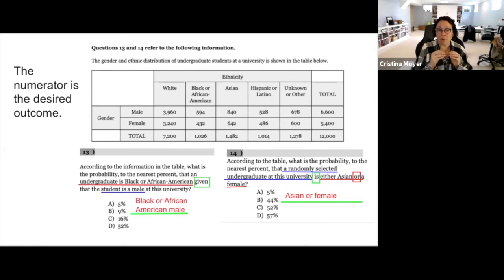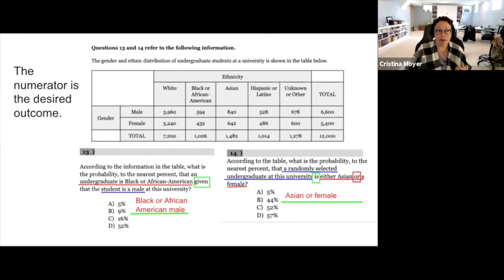So what is it that we're hoping for? Well, in 13, we want that undergraduate to be Black or African American. And in number 14, we want that randomly selected person to be either Asian or female. So that's where our numerators are coming from.